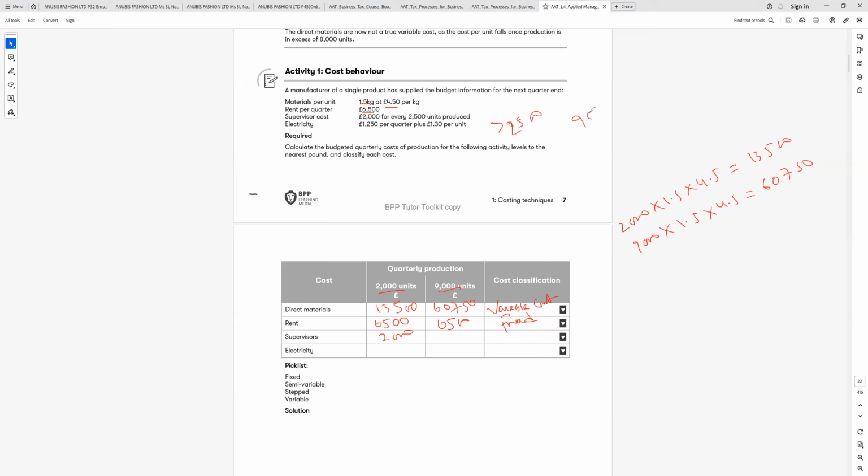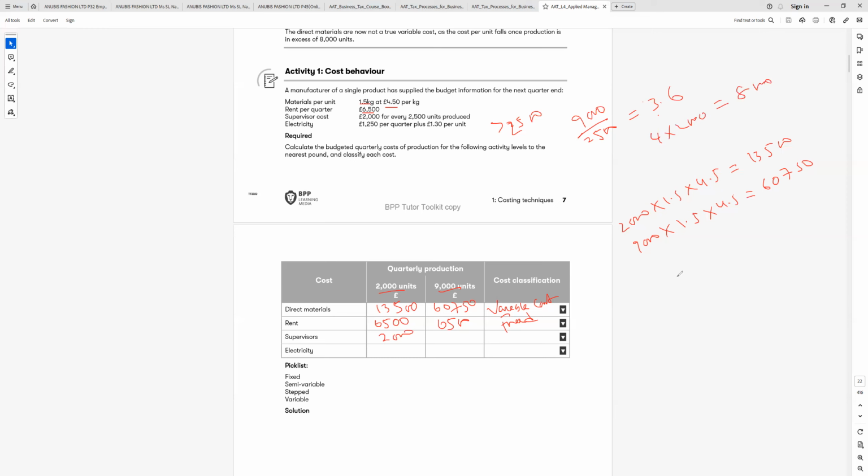So it's 9,000 divided by 2,500, because for every 2,500, the cost is 2,000. So 9,000 divided by 2,500 gives me 3.6. That means I need a full 3 and 0.6. For the 0.6, I still need the full cost, because for every single 2,500 we need to spend 2,000 pounds. So I said we have 4 times 2,000 is 8,000.